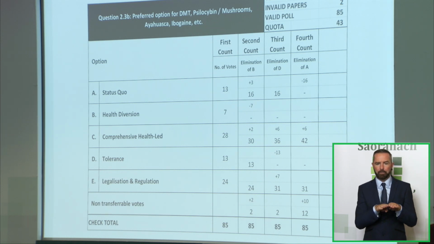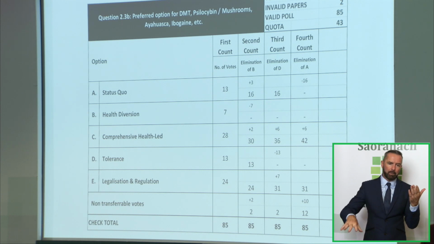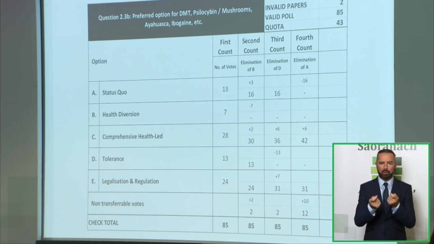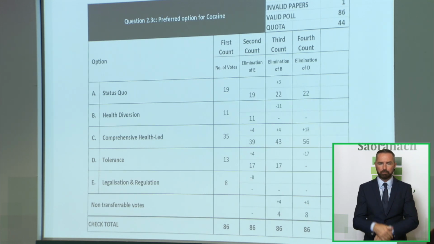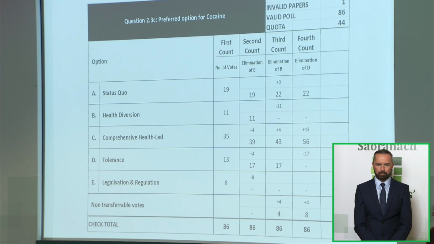Again, there's no clear quota, so we eliminate the 16, which leaves us with 42 for the comprehensive health-led and 31 for the legalisation. So again, we're in a position of eliminating legalisation and regulation and comprehensive health-led comes out ahead, albeit by a bigger margin this time, but still not quite the quota. It's 1 vote short, is the consensus view. The next slide. Yeah, go ahead.